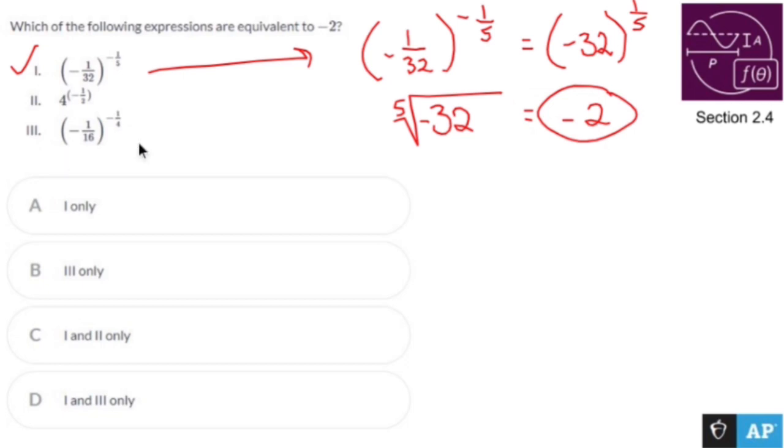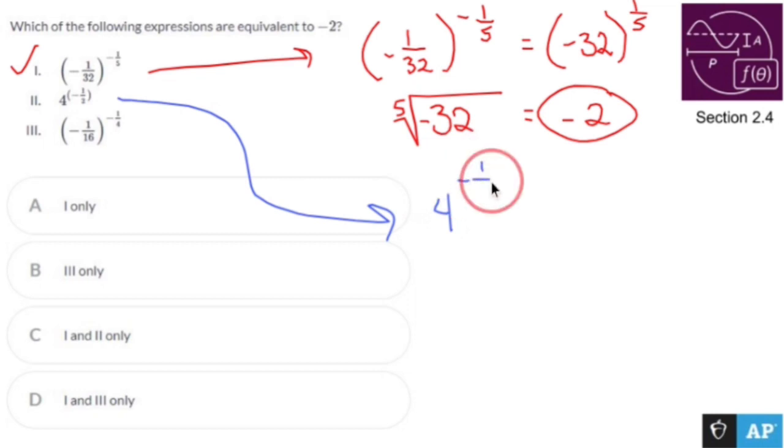Let's take a look at the middle guy. We've got 4 to the negative 1/2, which could be written as 1 over 4 to the 1/2. And 1 over 4 to the 1/2 means 1 over the square root of 4, because you take that second root. The square root of 4 is 2. So is 2 an option? As my friends from Australia would say, nah.